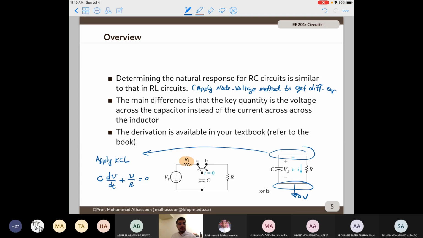And this gives you the differential equation that you need to use to find the expression for the voltage. Remember here, the key quantity that we need to find is actually the voltage across the capacitor. Remember, in the case of the RL circuit, the key quantity was the current through the inductor.